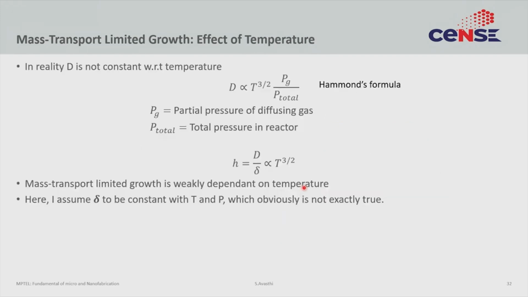But even D is not uniform exactly, right, because D with respect to temperature tends to have this dependence. This is called Hammond's law, where it depends with a power of 3/2 on temperature and linearly on pressure, or rather the ratio of partial pressure to total pressure. So overall, if you look at H, it has the dependence of both D and delta, so H also tends to have a 3/2 dependence on temperature. Here I assume that delta is constant with T and P. Just a couple of slides before, I had shown that that is not exactly the case.